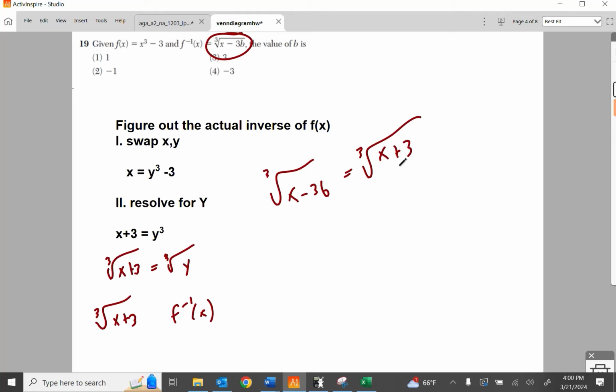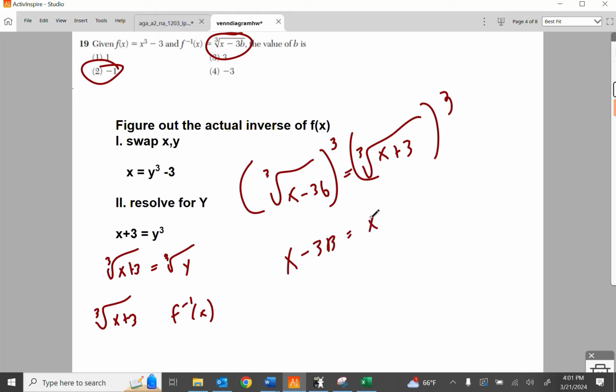You ought to be able to figure this out. It has to be negative 1. If you don't, you'll have to go through and do the algebra. You cube both sides, right? You'll have x minus 3b equals x plus 3.